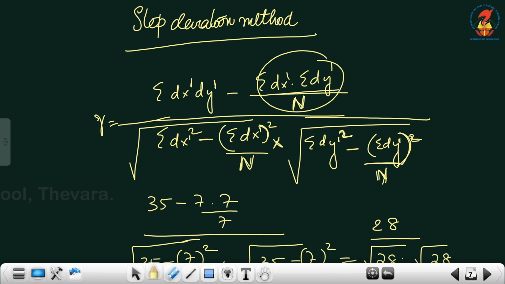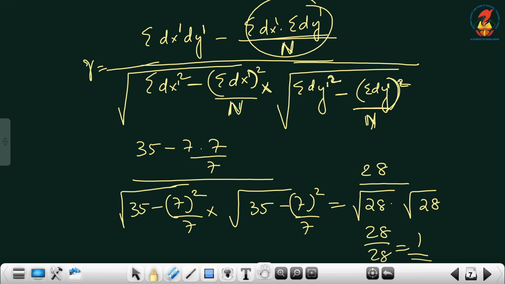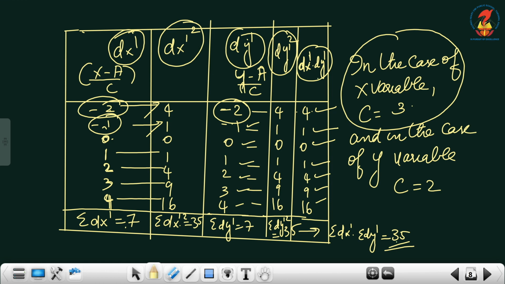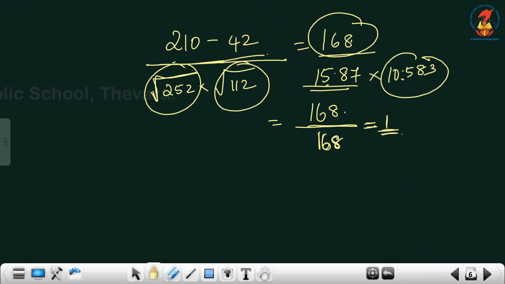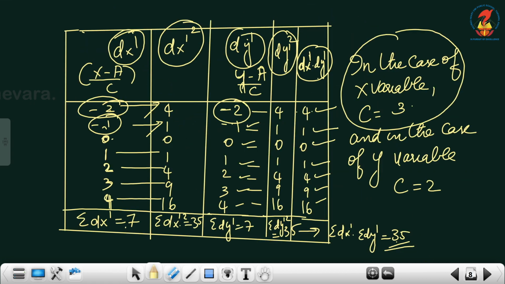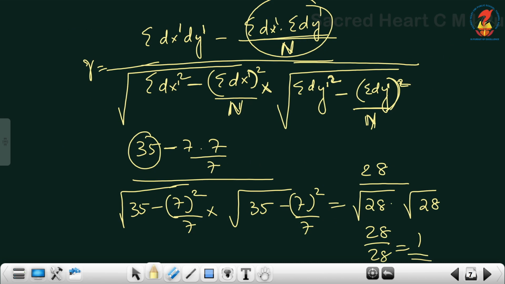Now when we apply it in the formula, what will you get? Let us see. Sigma dx dash dy dash. What is sigma dx dash dy dash? The total of this is 35. So it is 35 minus sigma dx dash into sigma dy dash. Let us see what is sigma dx dash. Sigma dx dash is equal to 7, sigma dy dash is equal to 7. Both are 7. Therefore, we have applied that in the formula.